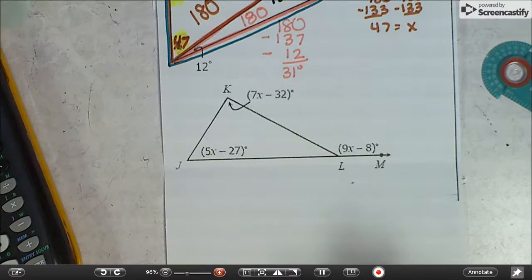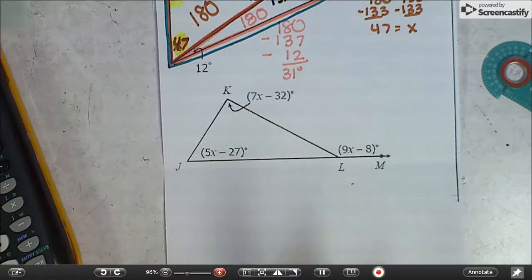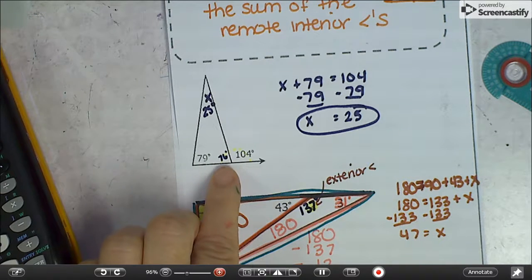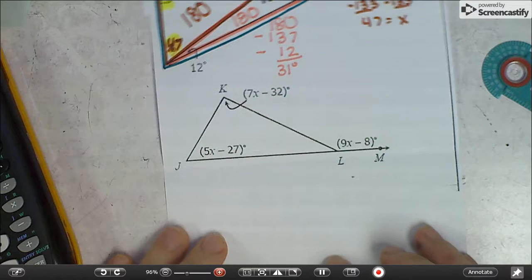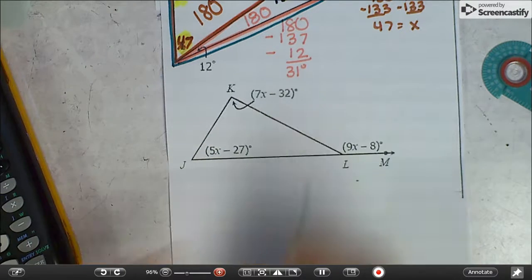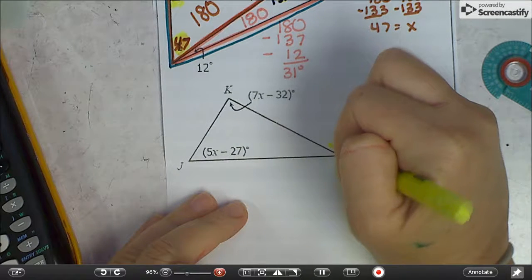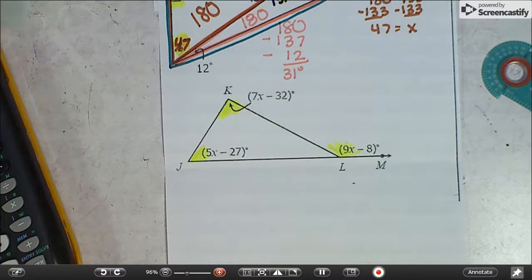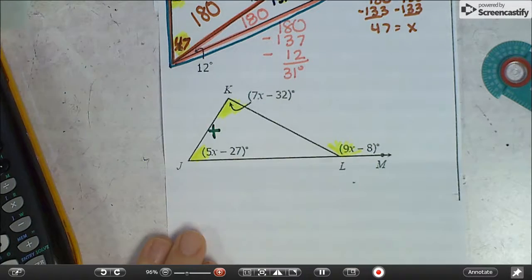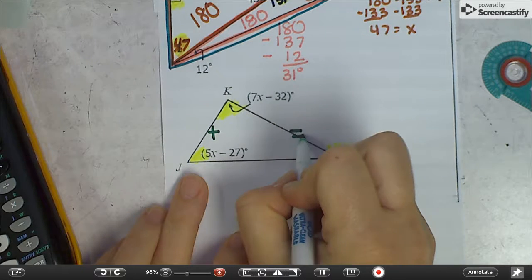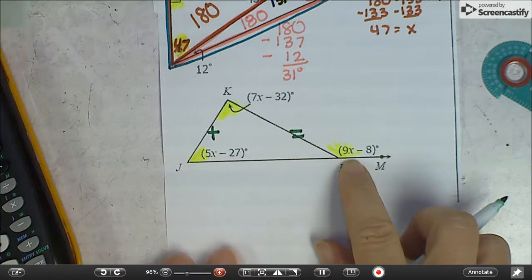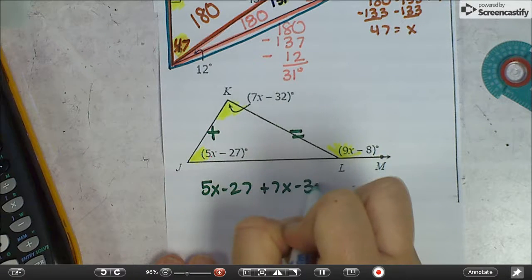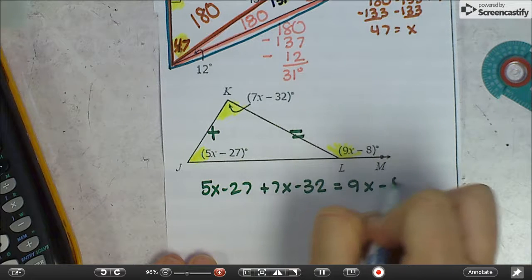And lastly, we have this one. This is the kind that tend to trip people up because they get used to this kind where they can figure it out using the linear pair. But this one, that's not going to be helpful. So we have our exterior angle here. And we know this angle and that angle. So remember that little visual from above? The remote interior angles add up to the exterior angle. So 5x minus 27 plus 7x minus 32 equals 9x minus 8.